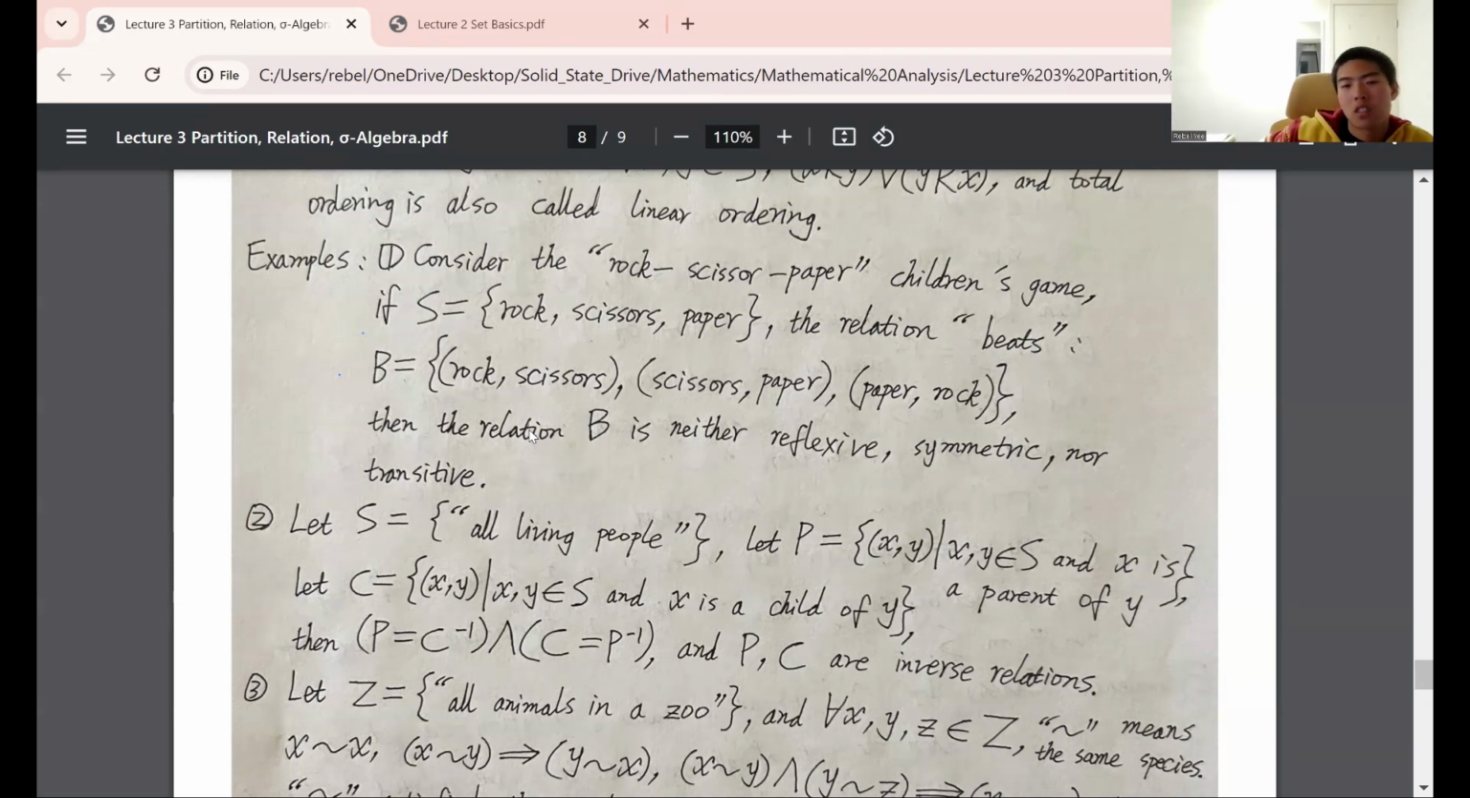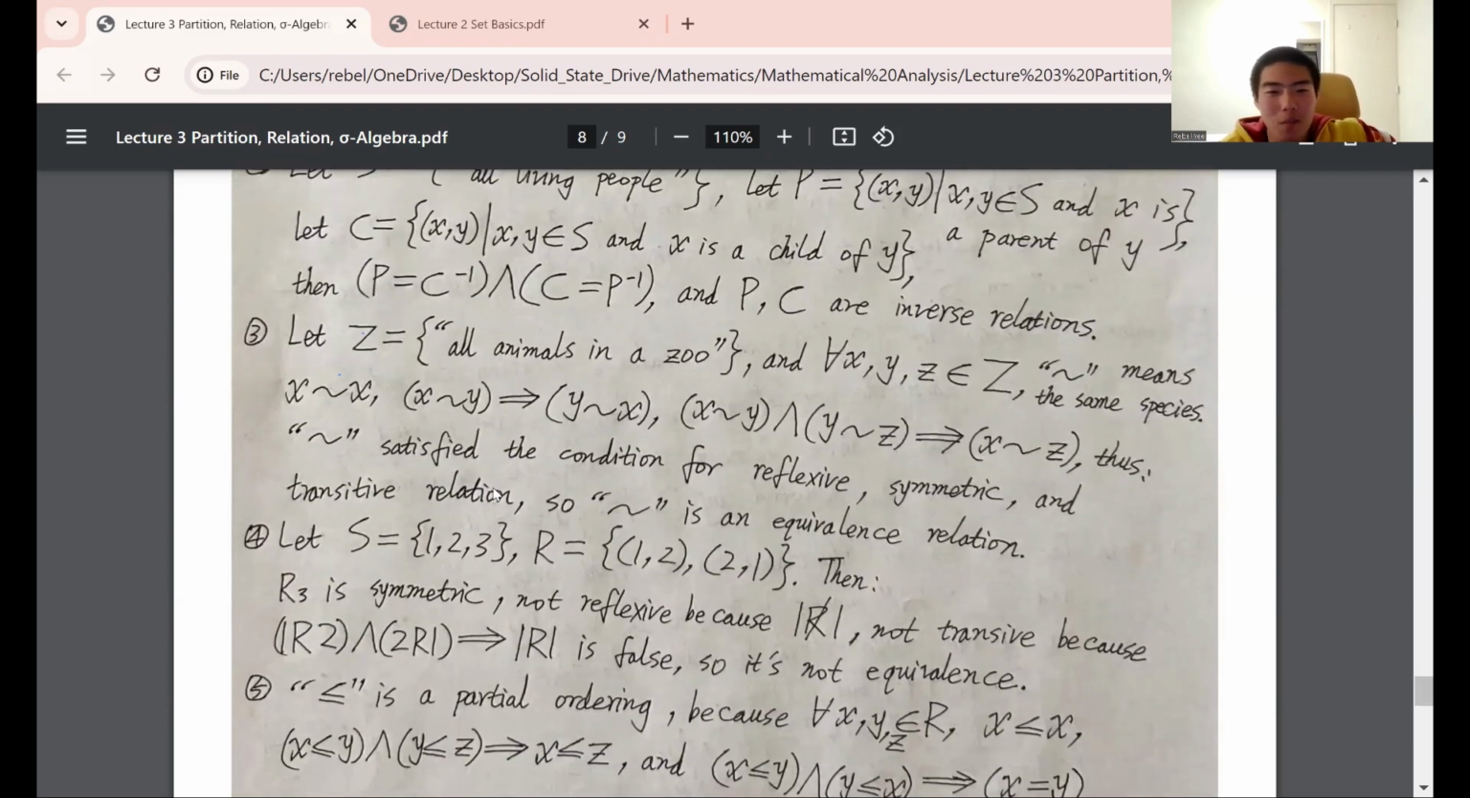Is it transitive? Let's see. Rock beats scissors, and scissors beats paper. If it were transitive, then rock would beat paper, but it's just the opposite. So it's not transitive. After this, we can say it's not an equivalence relation, because it's neither reflexive, symmetric, nor transitive. So maybe this is a bad idea. Let's see another example.